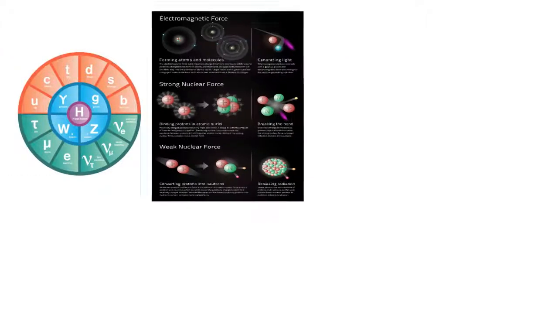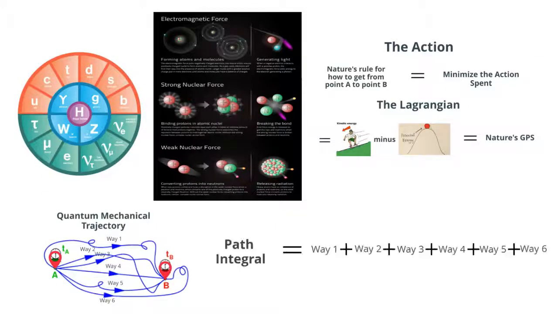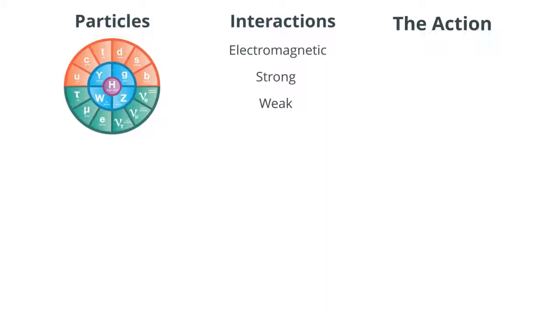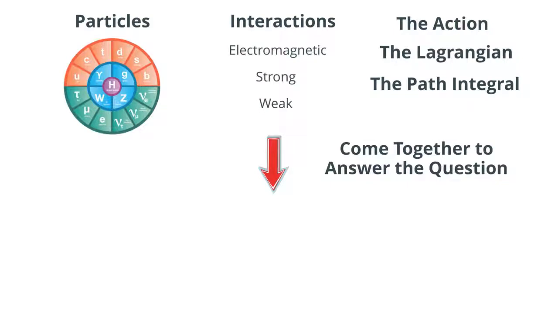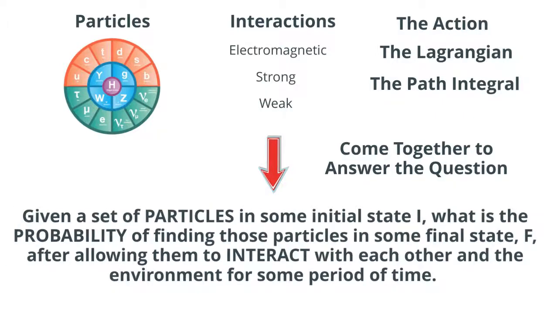At this point, it might not be totally clear how each of these puzzle pieces fit together. This is a perfect example of something which happens somewhat frequently in the study of physics. We have an answer, or a set of answers, but we don't know exactly to what question. It turns out, the question that these answers answer is what might be considered the ultimate question in all of physics. That is, given a set of particles in some initial state I, what is the probability of finding those particles in some final state F after allowing them to interact with each other and the environment over some period of time? Putting together our puzzle pieces, we can construct a very simple recipe for answering this question.